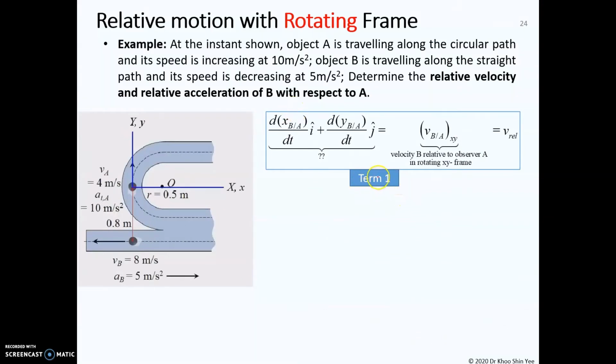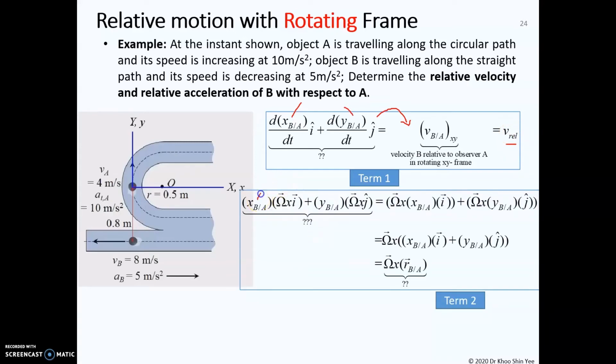For the first term, this is the change in the relative displacement for the x and y axes with respect to time. So we know that this term is equal to Vb/a in brackets, subscript xy. This means the velocity of b relative to the observer at a in the rotating xy frame. We can also call this the relative velocity.